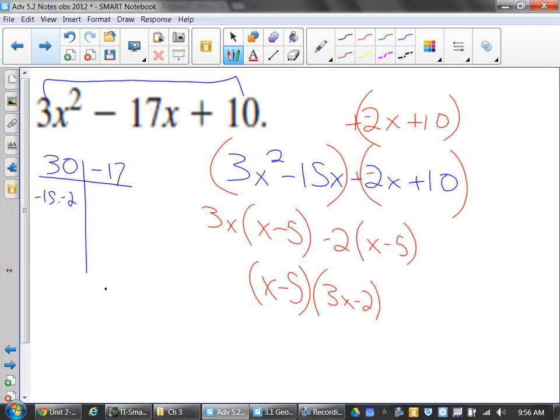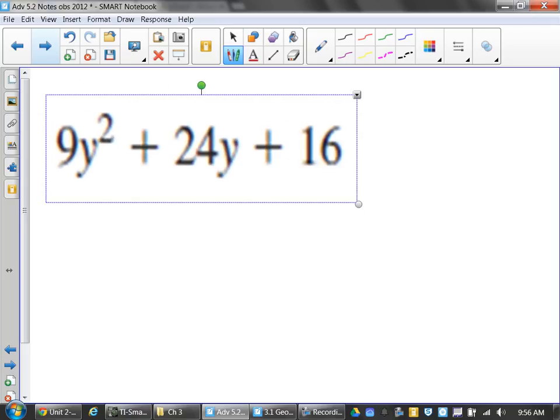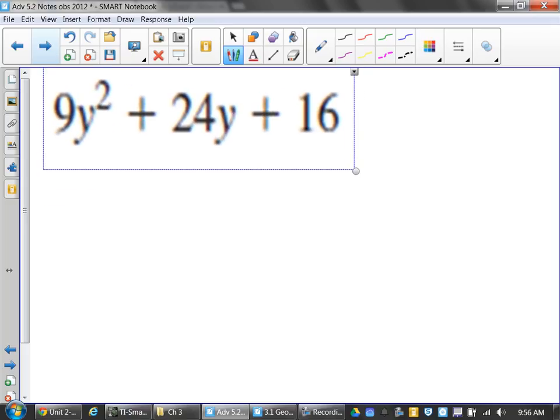Okay? Let me show you another one. Your book is terrible. It likes to change the variables all the time between x's and y's and h's and j's and all that stuff. And if you always write x squareds and all that, it's fine. Okay?